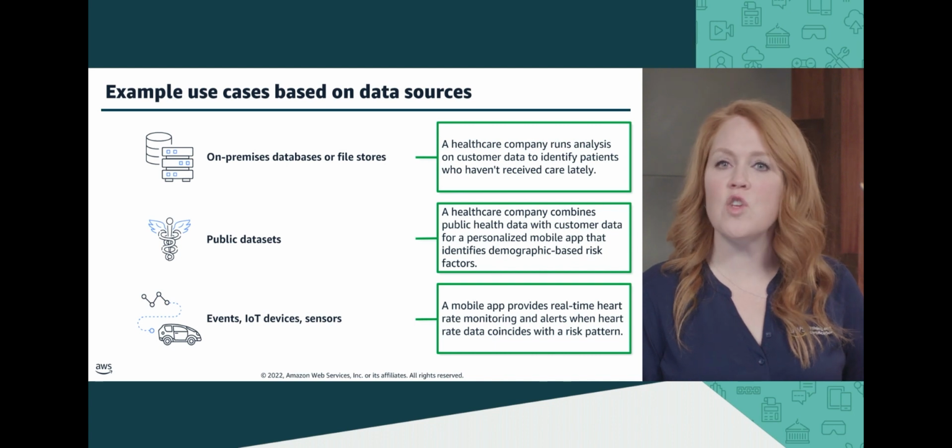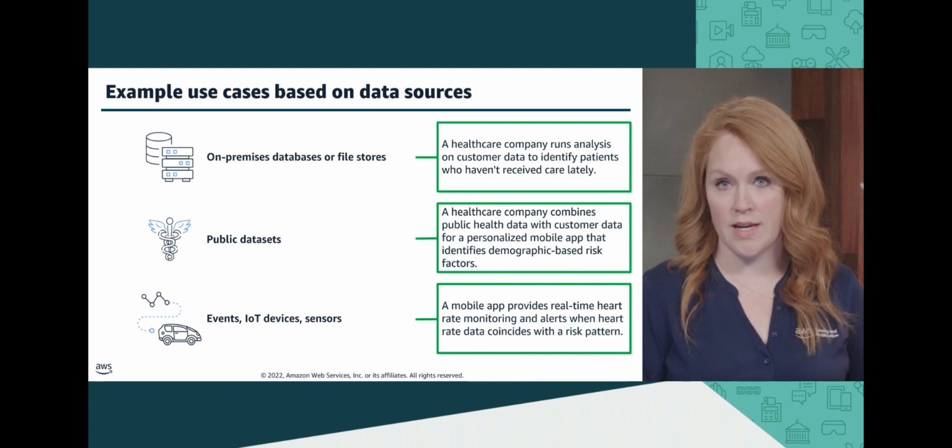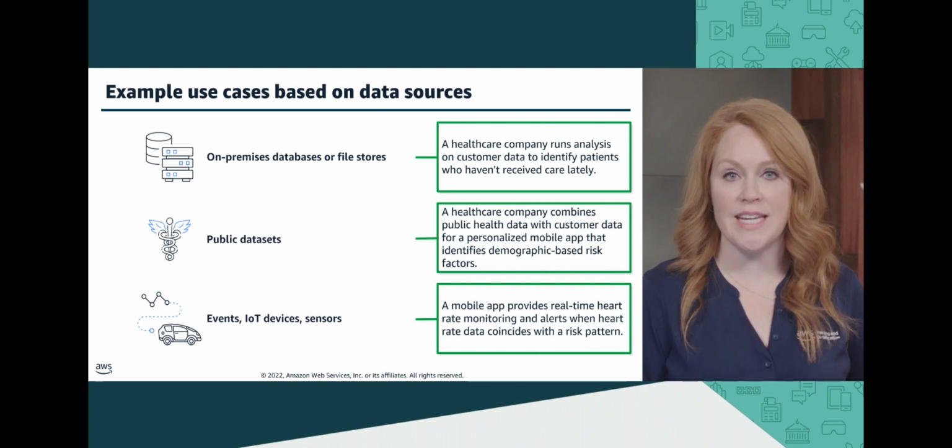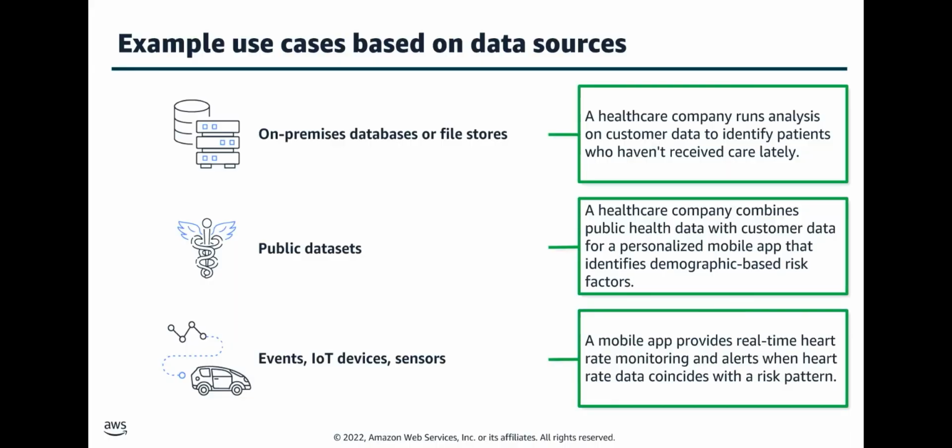This slide lists a few simple use cases by data source type, using the example of healthcare data. The examples highlight how the data might be combined to help customers. Data from the on-premises database could be queried to find patients who are overdue for a visit. By using public healthcare datasets, the company might combine public health data that identifies demographic risk factors for heart attacks with customer data to personalize information for a patient who shares the risk factors.